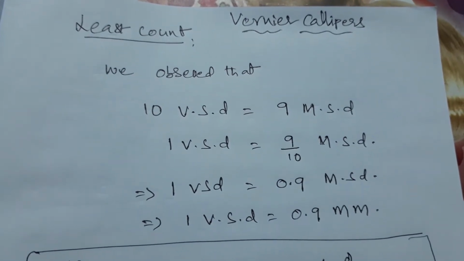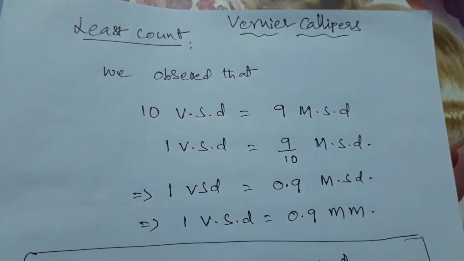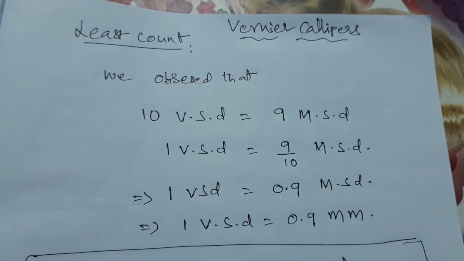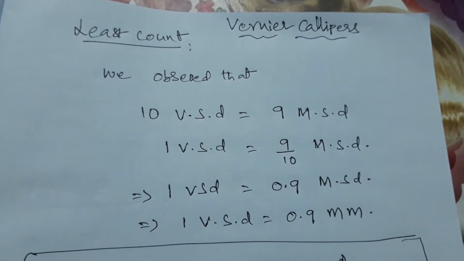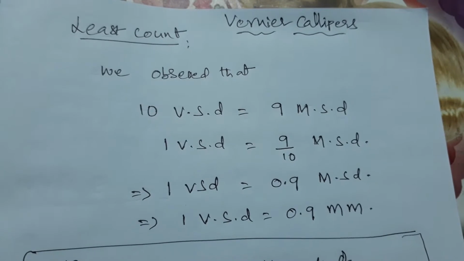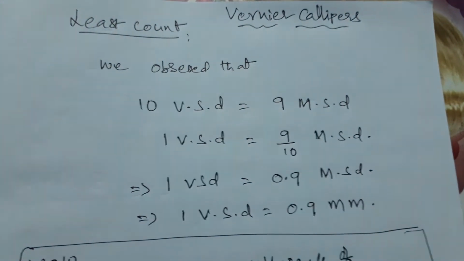First of all, find the least count of Vernier calipers. What is the meaning of least count? The least length that can be measured by Vernier calipers is called the least count. Here, how to measure the least count?